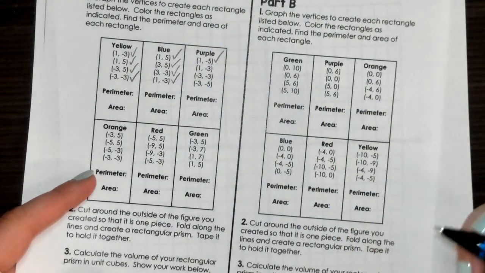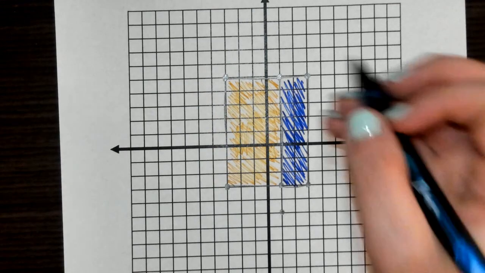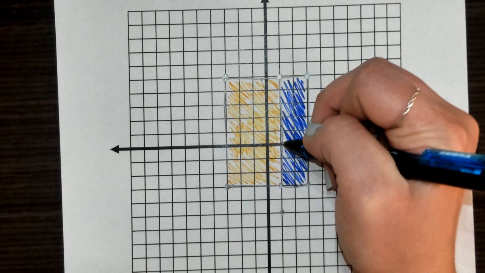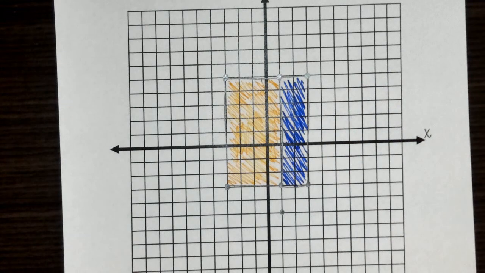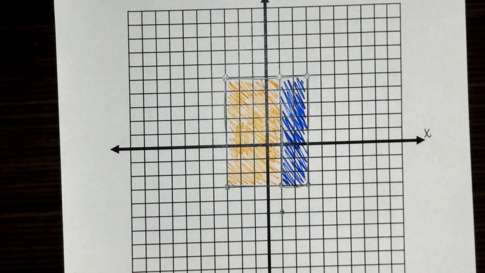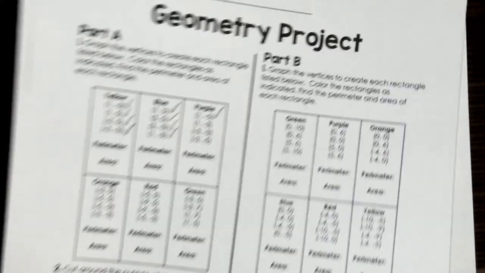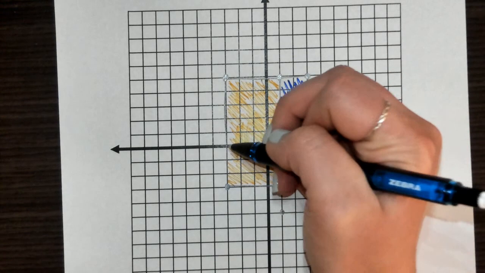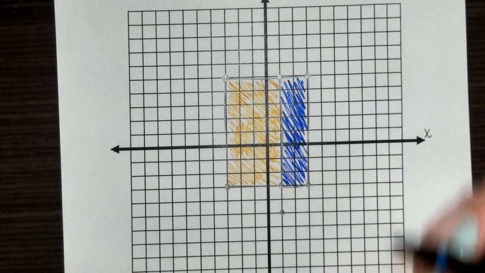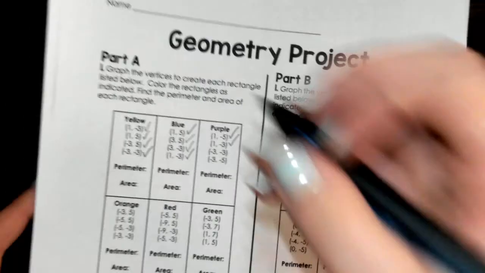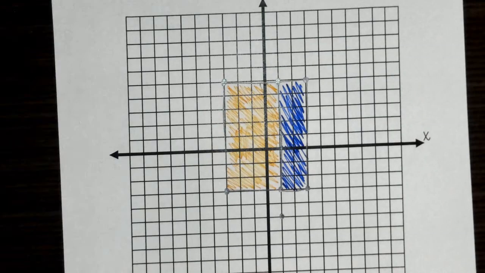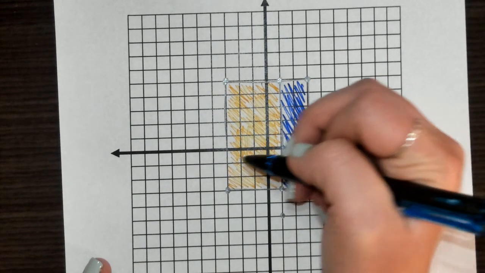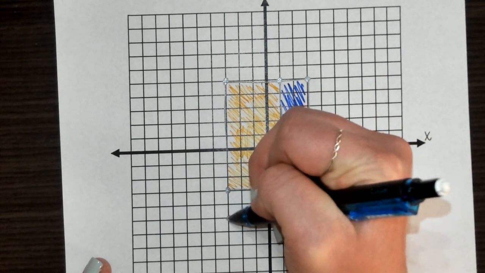And I have 1 and -3. I go over 1 to the right and down 3, and it's already plotted. Next, I have -3, -3. So I go to the left 3 and down 3, and it's already plotted. And I have -3, -5. So I go to the right 3 and down 5.